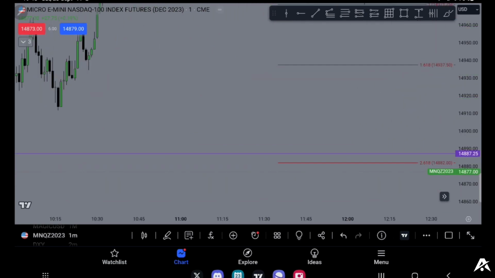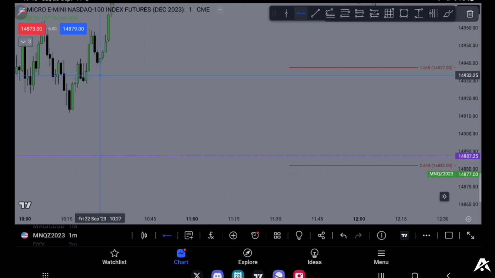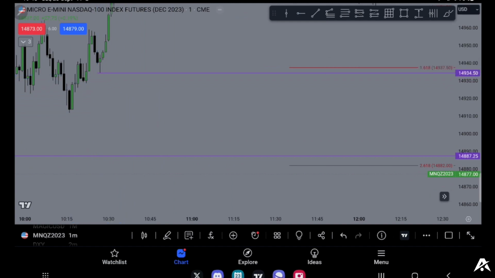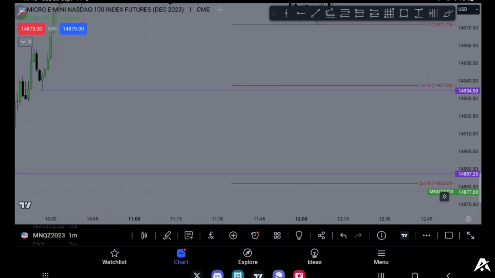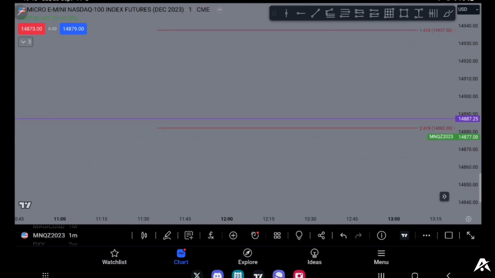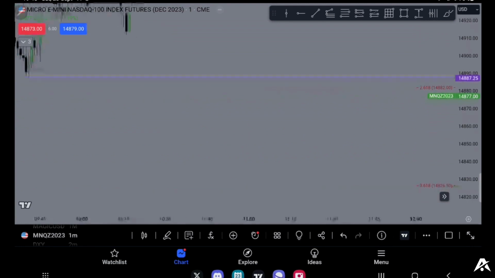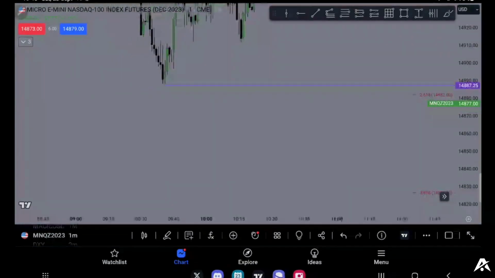You see here, this is a low, this is a structured low, a very, very valid place to take your partial off. And look how close it is to the 1.618 fib. Perfect. Where would I take my next TP? 2.618. However, the one that I've set for myself based on the structure is a bit higher.